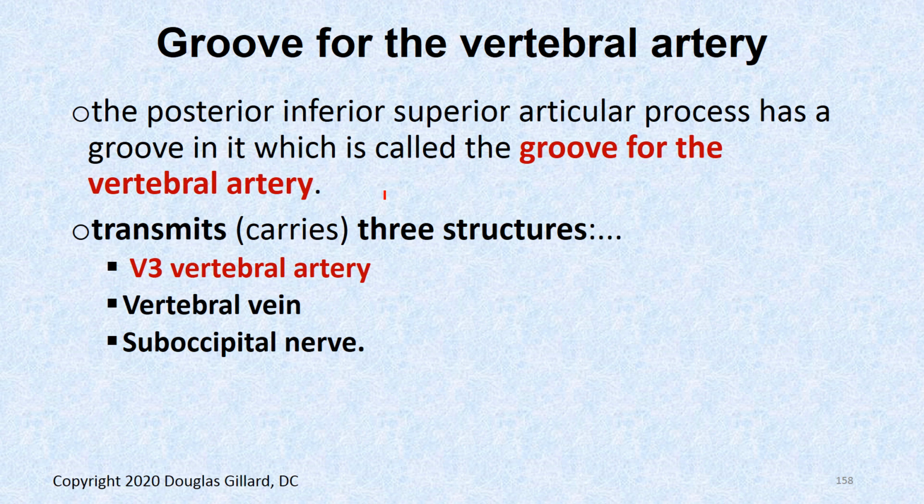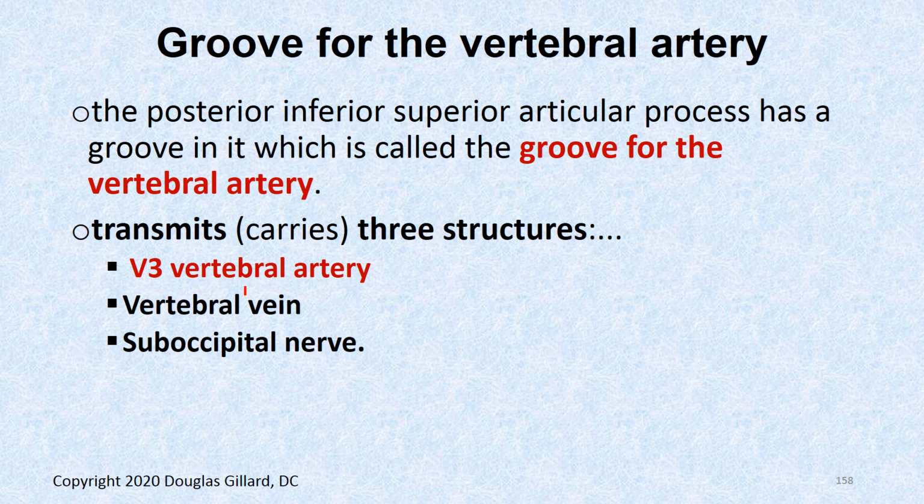Right, so there's that groove for the vertebral artery. It's officially on the posterior inferior surface of the articular process. And who cares about the groove? Because boards and me, we like questions about what travels in a groove or what comes out of a hole. And there's three things that are transmitted. What does that mean, transmitted in this groove? It means carried or run within this groove, transmits.